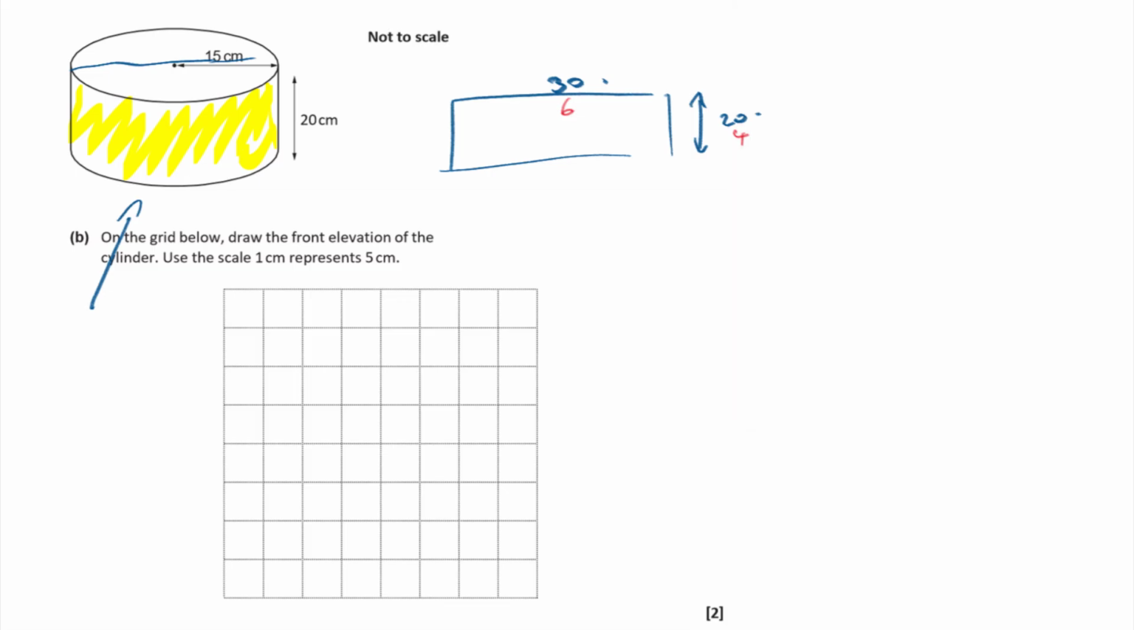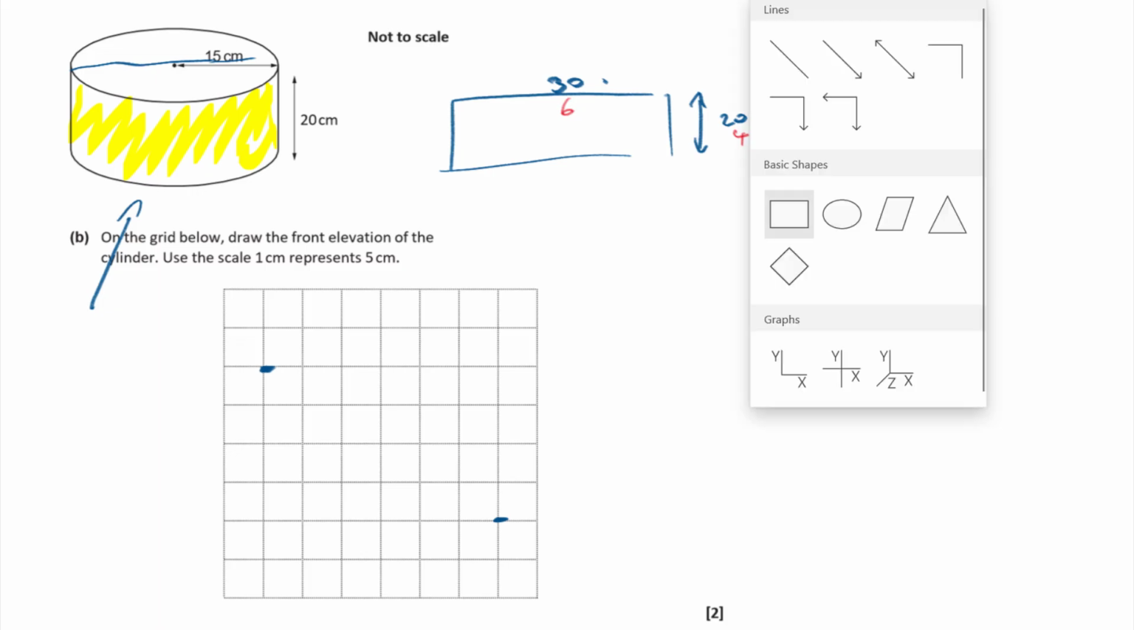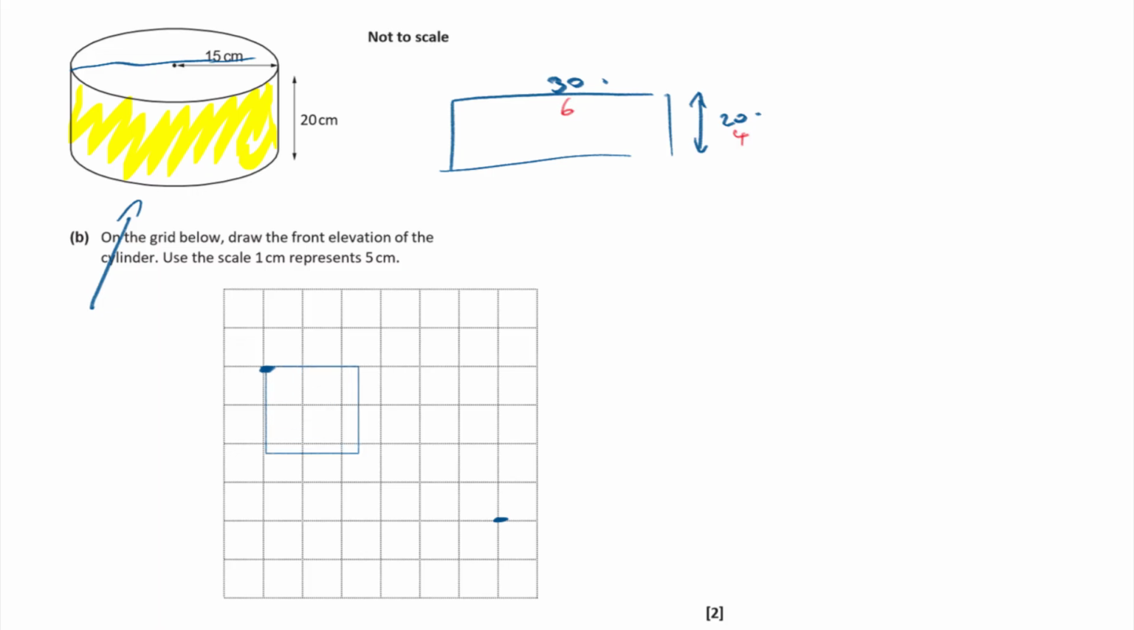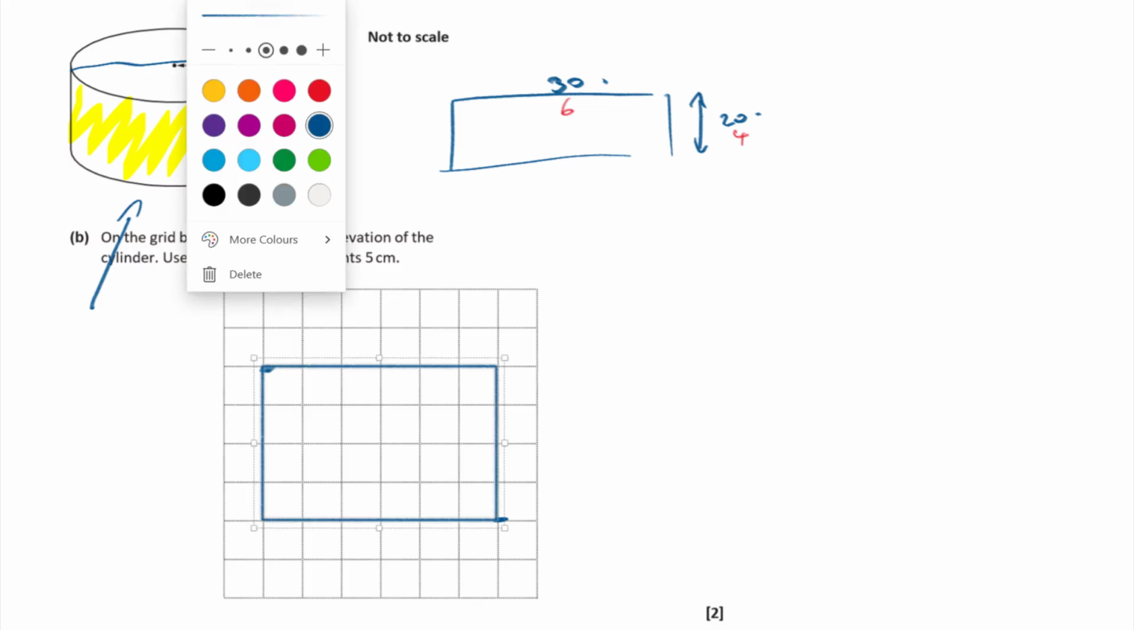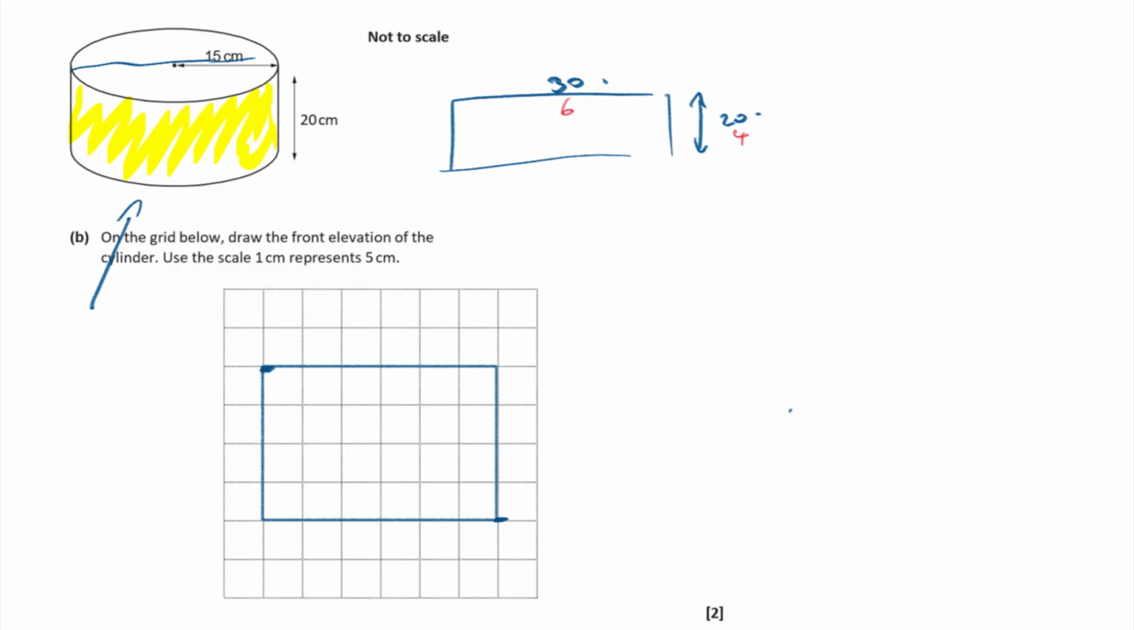So 6 by 4. It's going to be from, so let's say this was the top left corner, 1 2 3 4 5 6, 1 2 3 4. Then I should be drawing a rectangle using my rectangle tool from there down to there. Now you're going to be using a ruler and a pencil. Okay, mine kind of looks like that. Let's just make it a little bit bigger. Okay, yeah, so it's going to look like that, 6 by 4 like that.